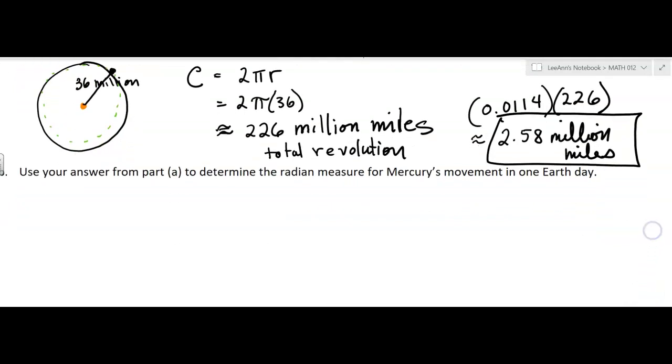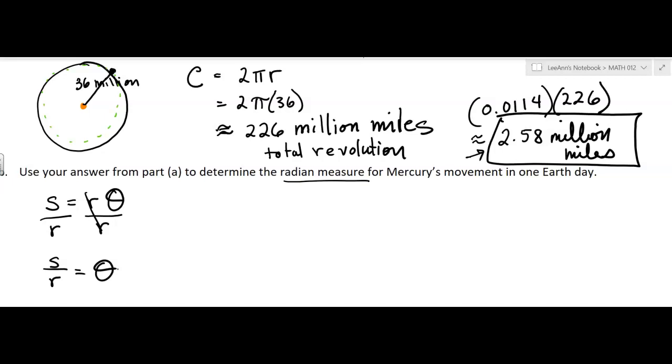Now use your answer from part A to determine the radian measure for Mercury's movement in one Earth day. So it was moving 2.58 million miles in one Earth day. Now we want to know what that radian measure is. So go back to the formula for arc length. S is equal to R theta. If you take the arc length and divide by R, those will cancel, so S over R is going to equal that radian measure for how much it rotated in 1 Earth day.